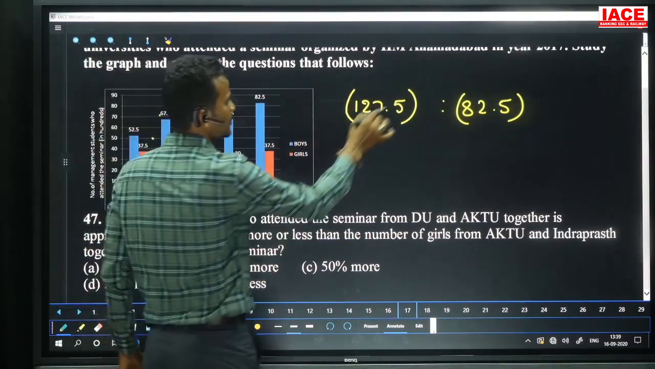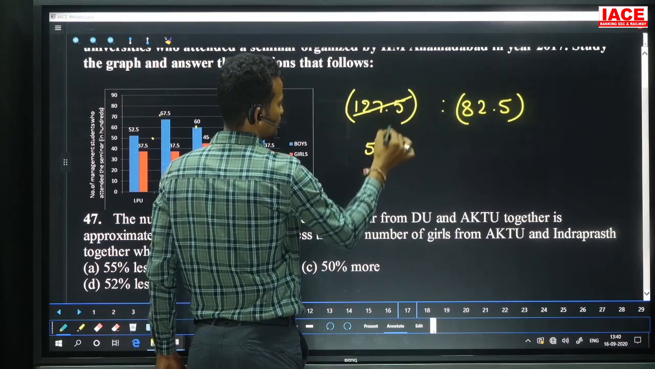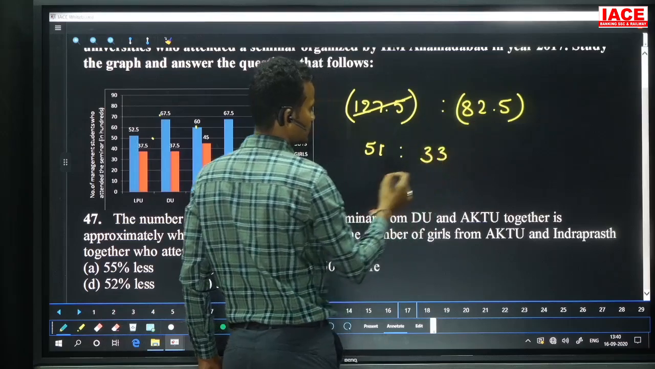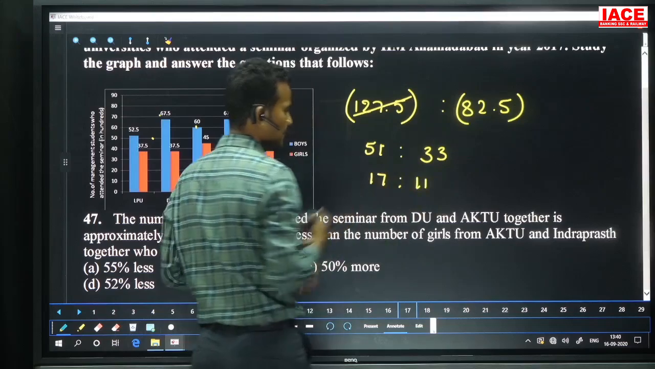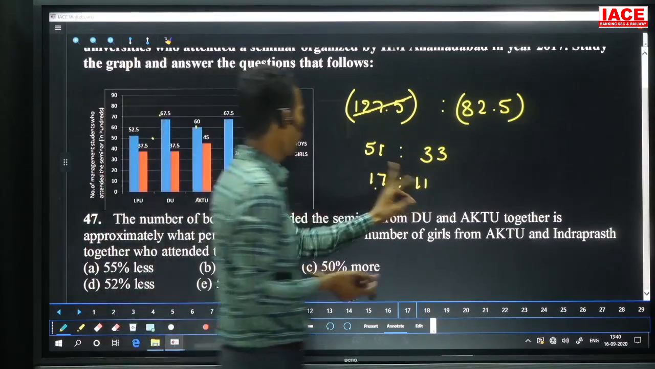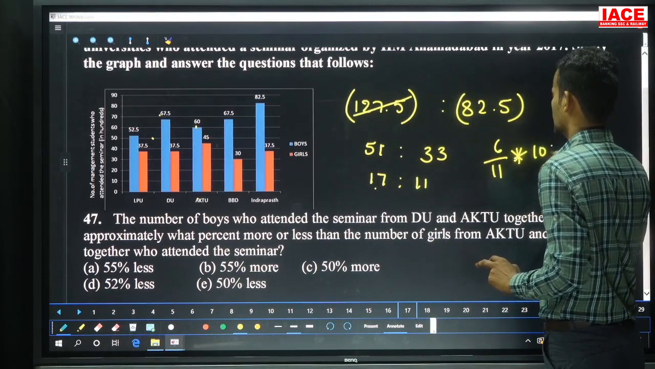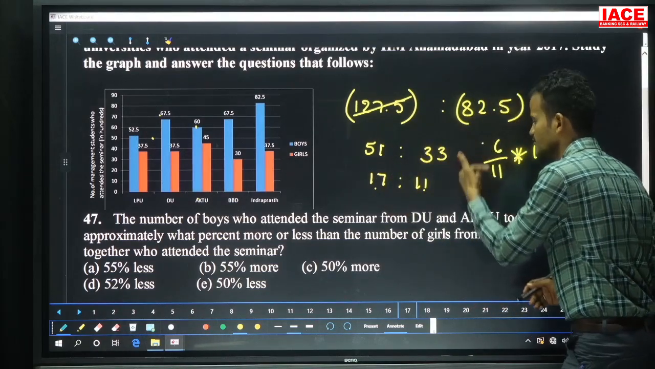First cancel. 25 5s are 125, 25 1s are 25, 25 3s are 75. 3 17s are 51, 3 11s are 33. Okay, what will the ratio become? 17. Boys are 17, girls are 11. So how much more, sir? 6 by 11 into 100, because boys are 17 and girls are 11. How many more? 6 more. 6 by 11 into 100.